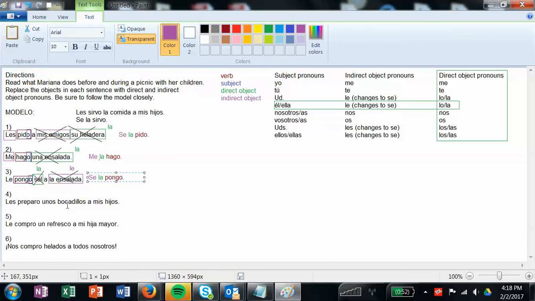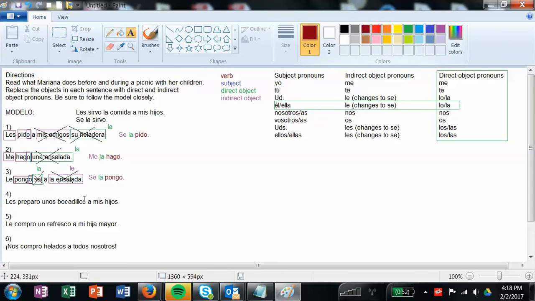So "les preparo unos bocadillos a mis hijos." So the verb is "preparo." Okay, the subject is I. Who's doing the preparing? I am. What am I preparing? I'm preparing sandwiches. Okay. And for whom am I preparing these sandwiches? For my kids. A lot of times your indirect is going to be a person, and you're going to see the personal "a" in front of your indirect. The only one that didn't have it that way was number 2.